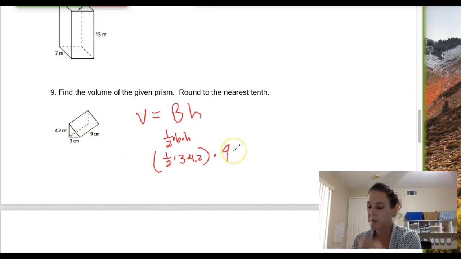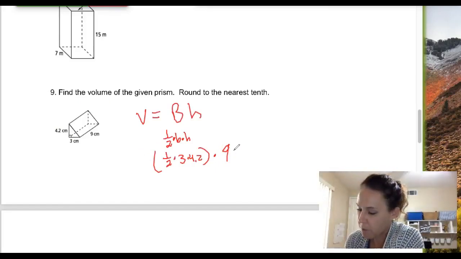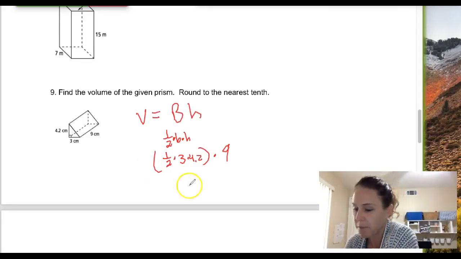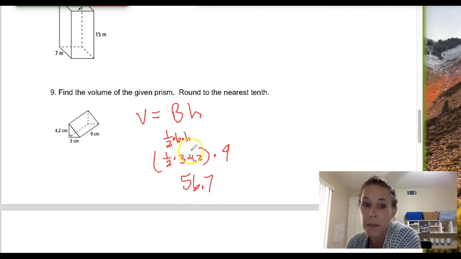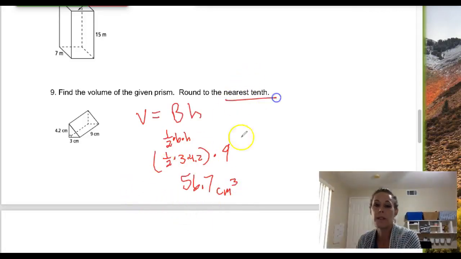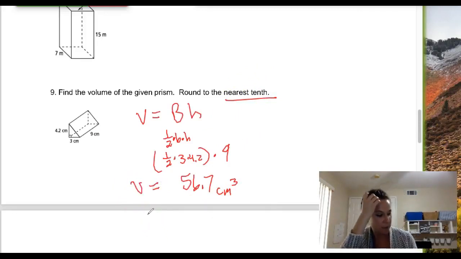And I'm going to go ahead and do the math on that. So if I do 3 times 4.2 and then divide that by 2 and then multiply that by 9, I'm going to get 56.7, and this would have been centimeters, centimeters, centimeters, so that'll be centimeters cubed. So when we're rounding to the nearest tenth, it actually is already rounded. That's our volume, 56.7 centimeters cubed. All right, on to number 9.